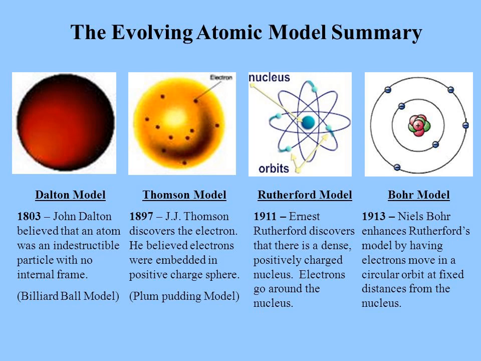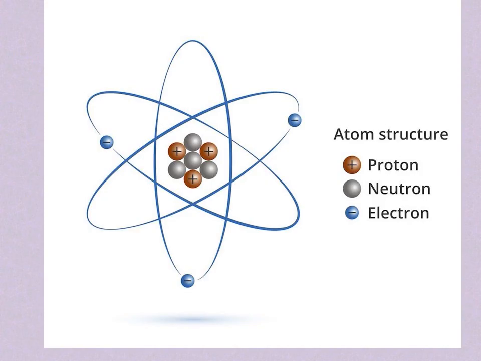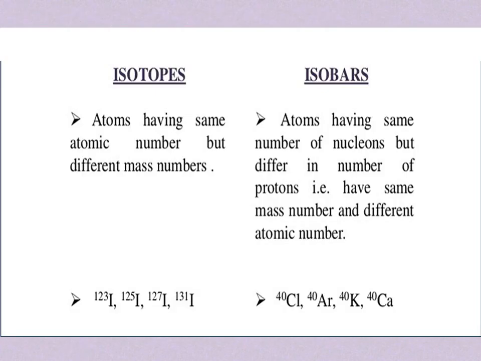The main postulates of modern atomic theory are: an atom is no longer indivisible. So an atom can be divided into electron, proton and neutron. Atoms of the same element may have different atomic mass. We will study about isotopes in this lesson: one particular element having two different masses. Atoms of different elements may have the same atomic mass. Isobars: here, two different elements having the same atomic mass.